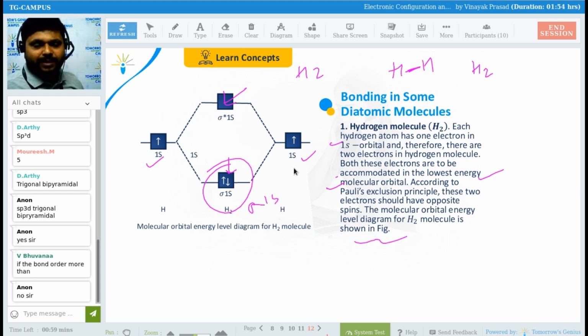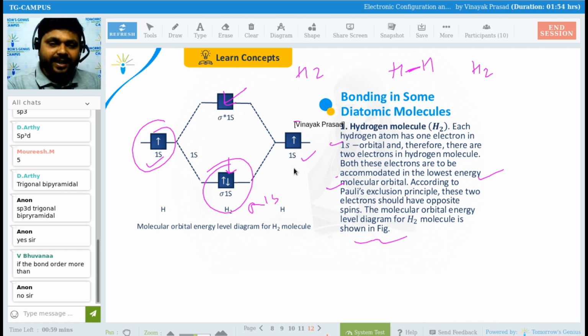See guys, this is atomic orbitals. You might be confused in this. There is a single electron here, a single electron there. So how are you saying that this is in pair? This is atomic orbital. So atomic orbitals are combining to form the molecular orbital. Getting my point?